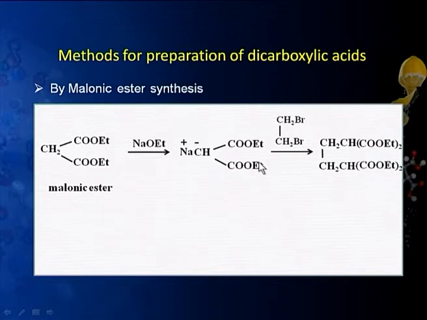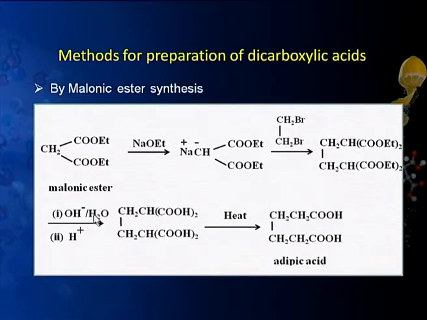Now, when this malonic ester is treated with some dihaloalkane, such as here 1,2-dibromoethane, then what happens? A molecule of malonic ester as its anion substitutes the bromo on this carbon, and another molecule substitutes the bromo on the other carbon. So on these two carbons which are from this alkane part, two molecules of this malonic ester are introduced. In the next step, we hydrolyze it.